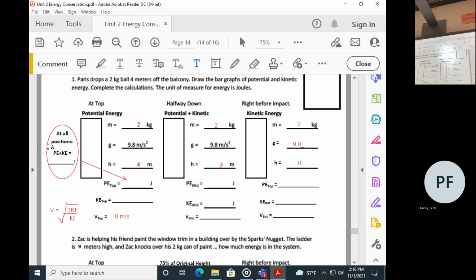Where we let go, so how much kinetic energy? And how about its velocity? The ladder is 9 meters high. Mass right here, and then 9.8. You do the exact same thing for this as you did for that one. And then when you come to the square root.